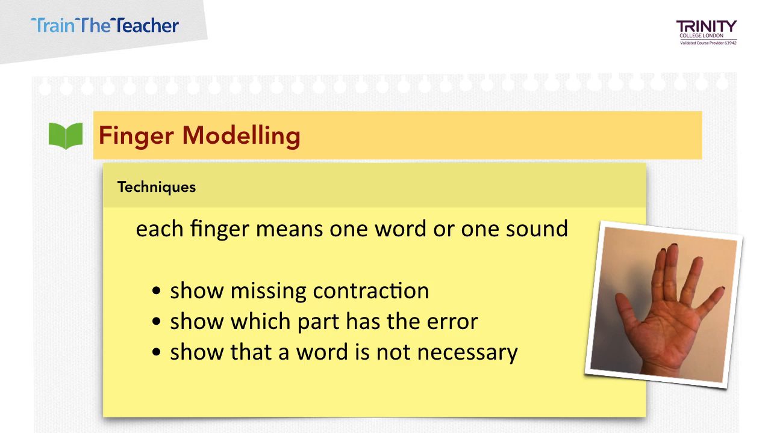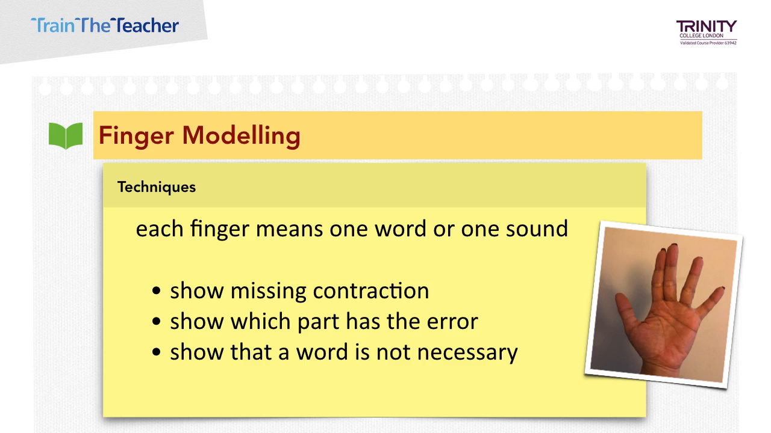For example, I went to market. Finger 1 is I, finger 2 is went, finger 3 is to, finger 4 represents the missing word, finger 5, market. Say each word out to the student, but remain silent on the missing word, and see if they can work out what that missing word is, which is the in this case.